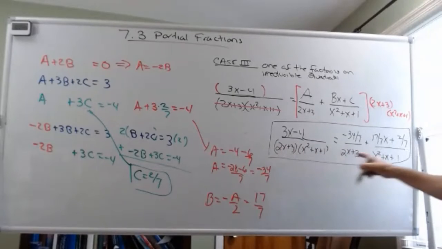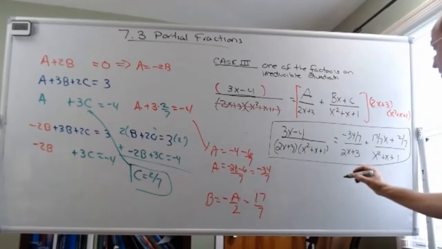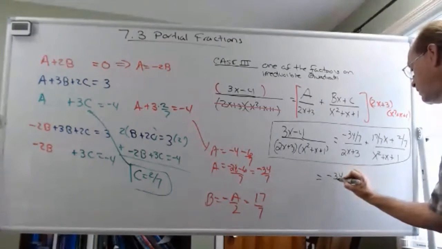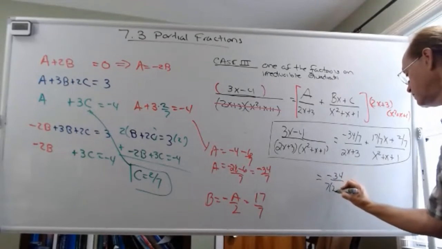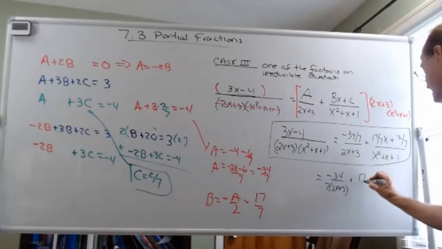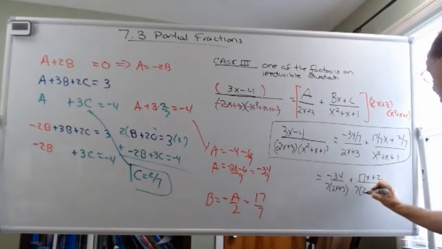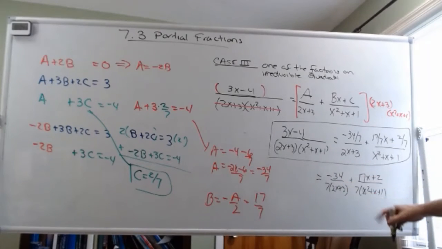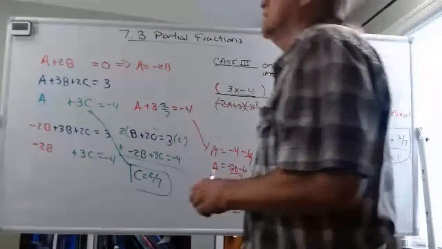Now, if you wanted to write this a little nicer, you could write it this way. You don't have to. You could put negative 34 over 7 times (2x plus 3), plus (17x plus 2) over 7 times (x squared plus x plus 1). Either way is okay. Coefficients like that will bring down that 1/7 throughout everything. It's the same exact answer in the end.